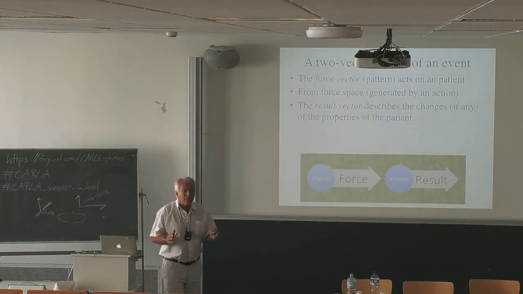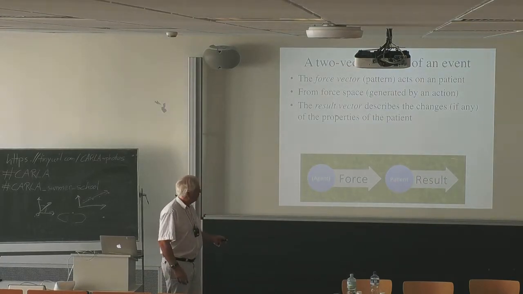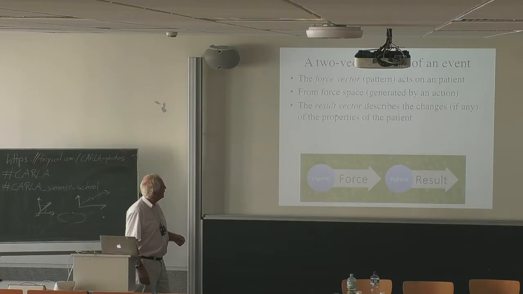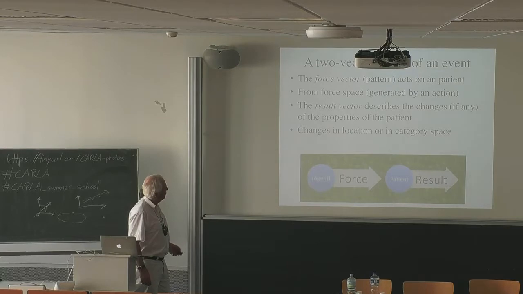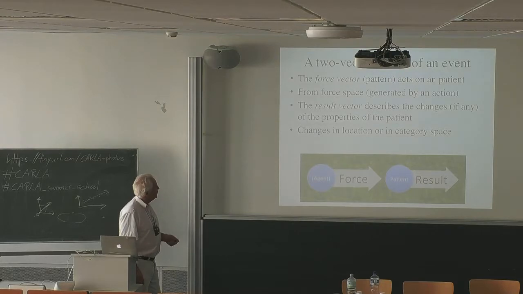And of course, sometimes there is no change. The result vector is nil, nothing changes. Then it's a state. A state is a particular case of an event where the result is that you remain in the same position. The vector is nil. So this result can be a change in location in space, or it can be a change in the properties of the patient. It can become warmer or older or bigger or painted and so on. It can change properties.